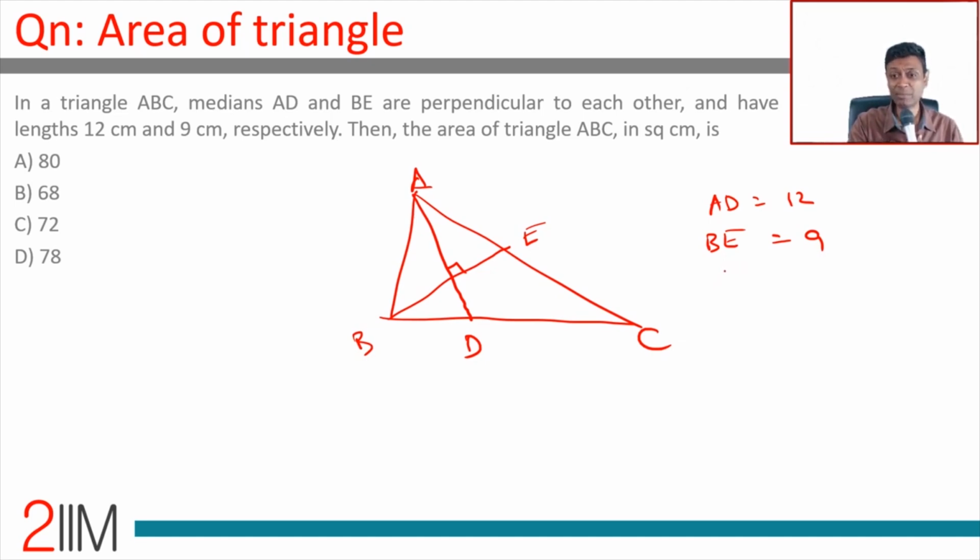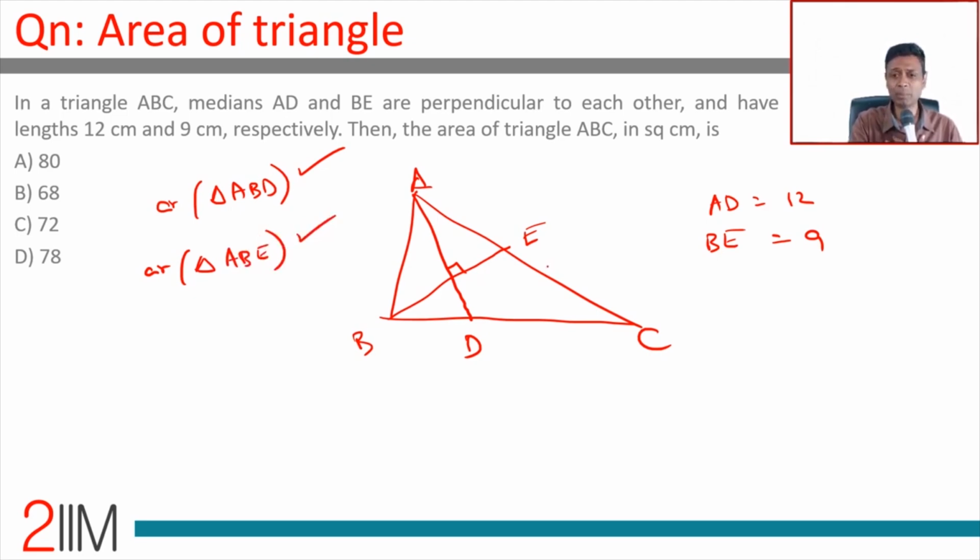Area of triangle ABC we need to find. So think about this. If we find area of triangle ABD, that into 2 will give us this. It becomes an easy question. Area of triangle ABE, that into 2 will give us this. And somewhere we can figure out the area. If we find area of triangle ABD, we are through. Area of triangle ABE, we are through. CBE, we are through. Somewhere.